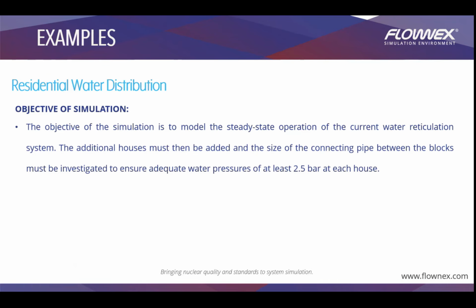So during the steady state simulations, we tried to optimize the system as much as we could in order for us to meet 2.5 bar at each house, including the new houses that were built, meaning that every house in block A and block B needs to have a pressure of at least 2.5 bar. And we could do that simulation in Flownex to investigate whether the current reservoir will be able to maintain 2.5 bar at each house.